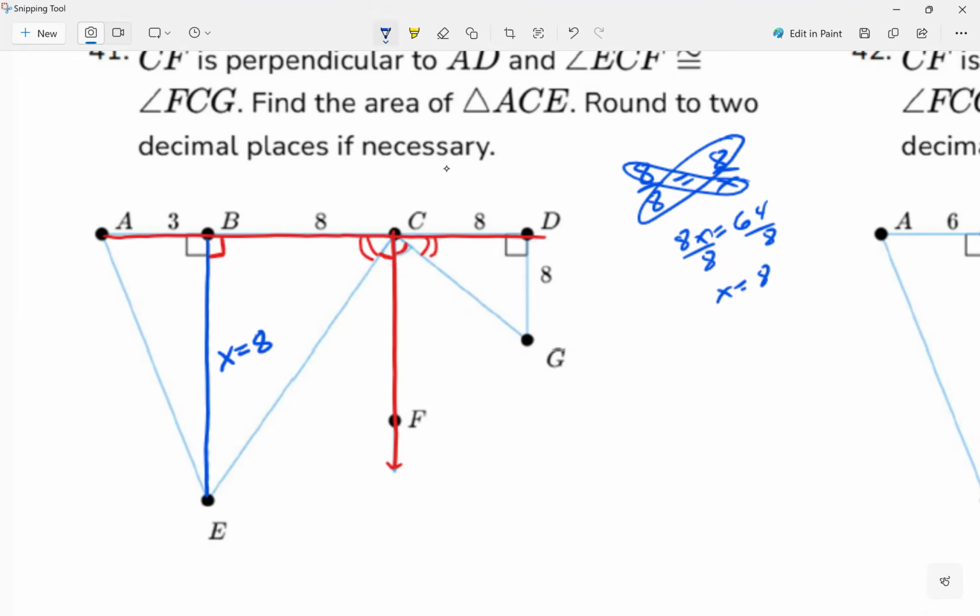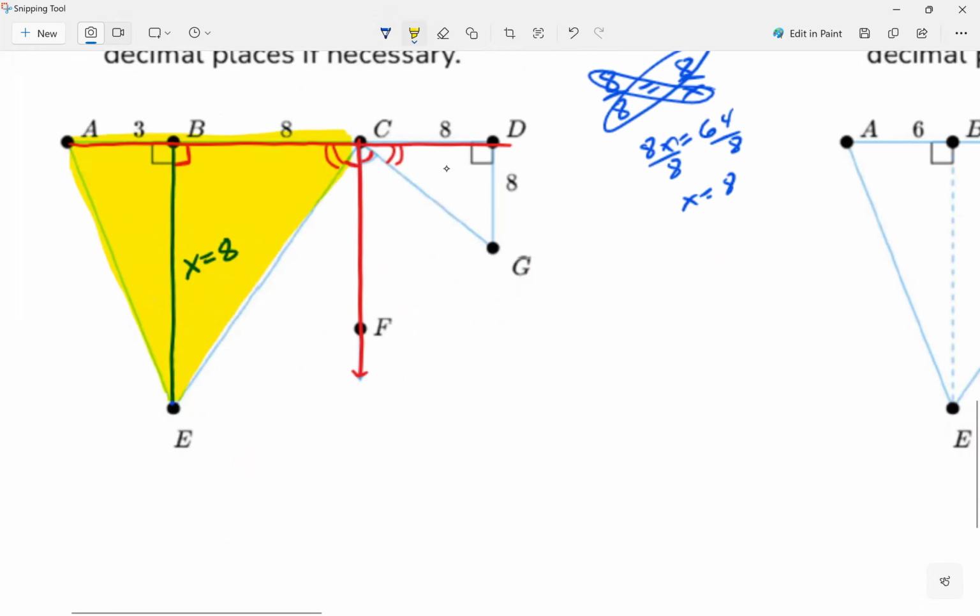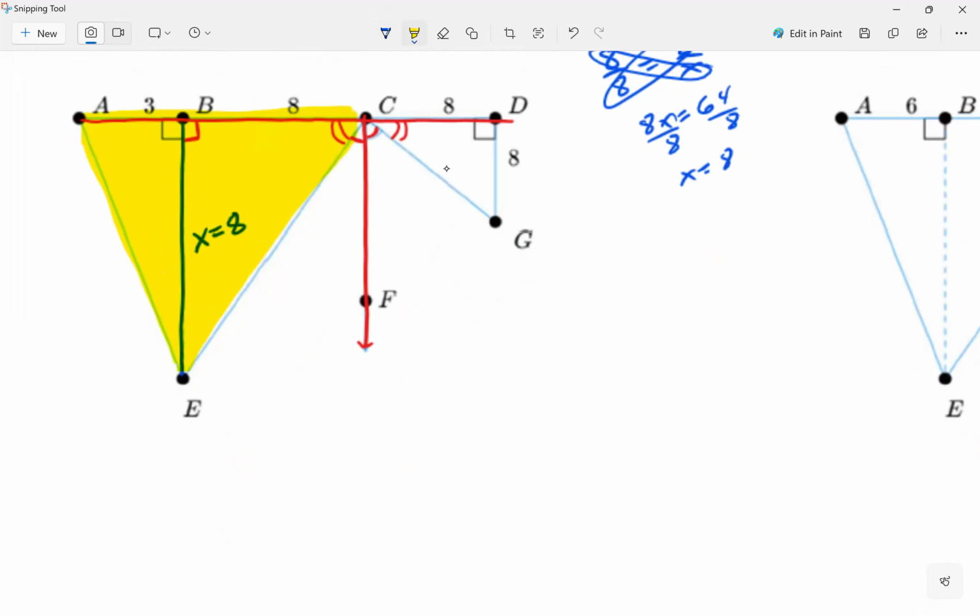Okay, now here, find the area of triangle ACE. Let me highlight which one is triangle ACE. Find the area of the triangle ACE. Round to 2 decimal places if necessary. Okay. If we know what the area of a triangle is, let's just go at it, type it in. But some of us might not remember how to get the area of a triangle. Let me just do a quick review of how to get the area of a triangle.